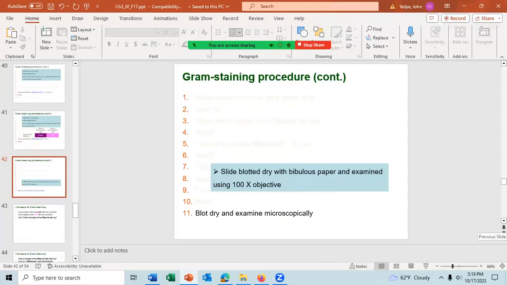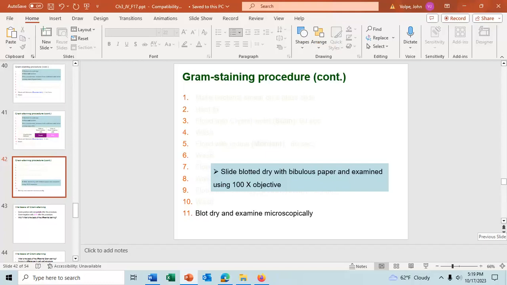Bibulous paper is a very thick, porous paper, much thicker than normal paper. It's kind of like a gentle, thin cardboard, but you'll probably never be in the lab, so you'll never probably get to see bibulous paper. Anyways, pretend this is the slide. You rip off the bibulous paper, and then I like to fold it.